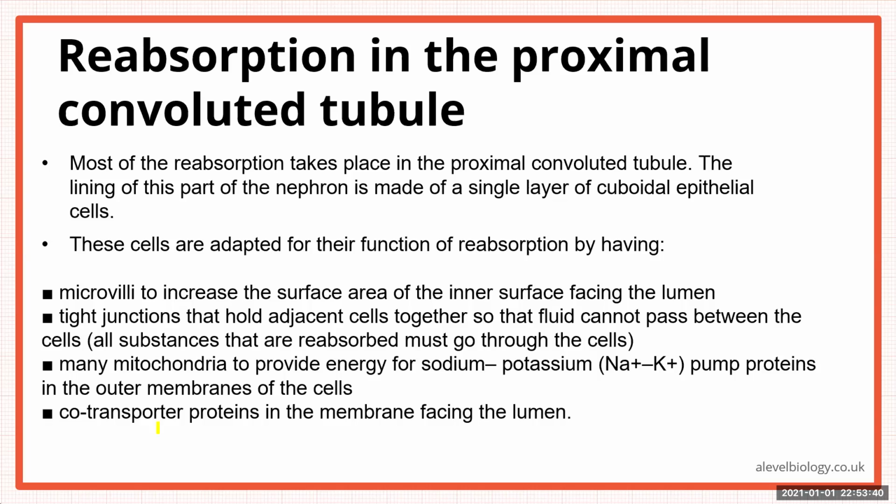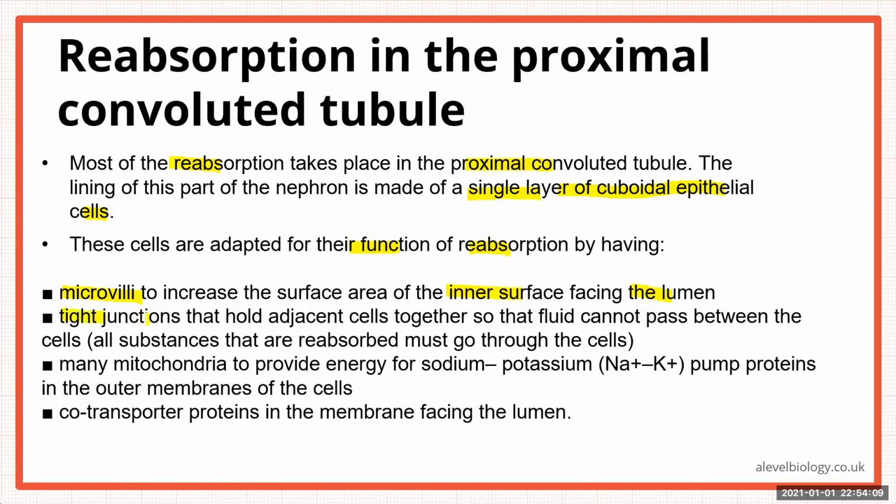Okay, then, so let's talk about the second part of the nephron function, which is tubular reabsorption in the proximal convoluted tubule or PCT. Most of the reabsorption, around 85%, actually takes place in the PCT, right? The lining of this nephron is made up of a single layer of cuboidal epithelial cells, and these cells are adapted for the functions in reabsorption. So they have microvilli, right? This microvilli increases the surface area of the inner lining, which is facing the lumen, right?